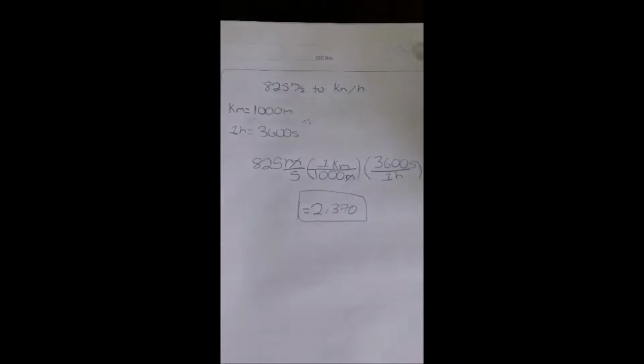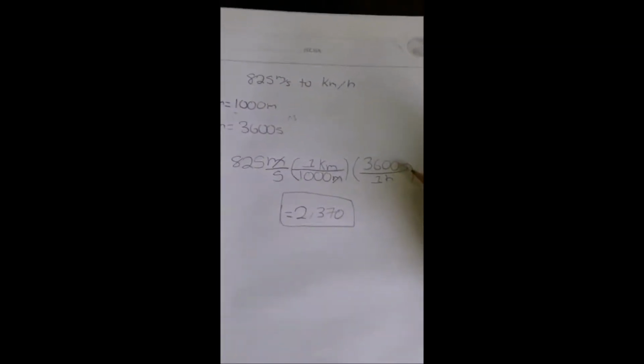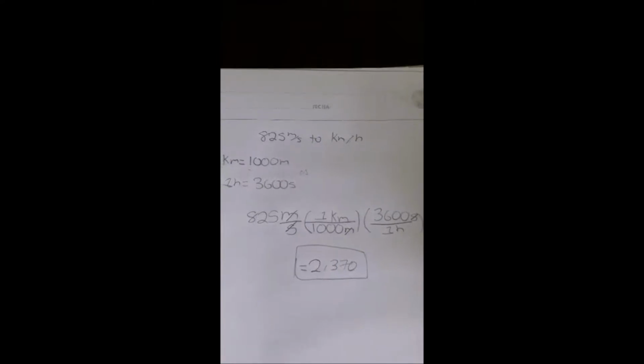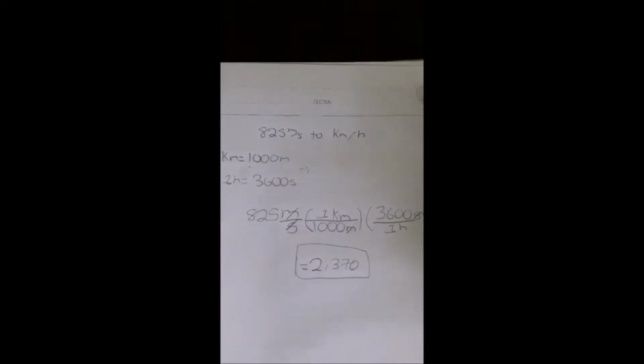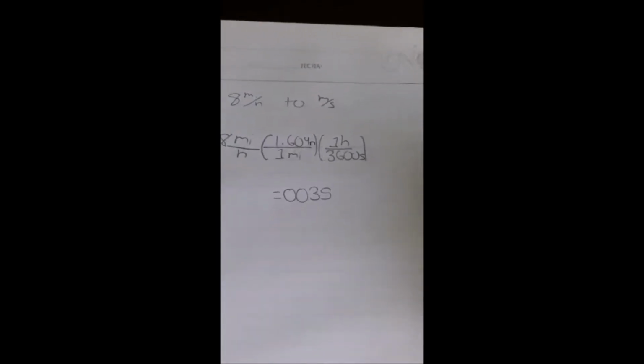For the seconds, instead of putting 3600 seconds down, now they will be put up and 1 hour down to be able to eliminate the seconds. Then you divide the 825 by 1000 and multiply it by 3600 and that gives you 2970 kilometers per hour.